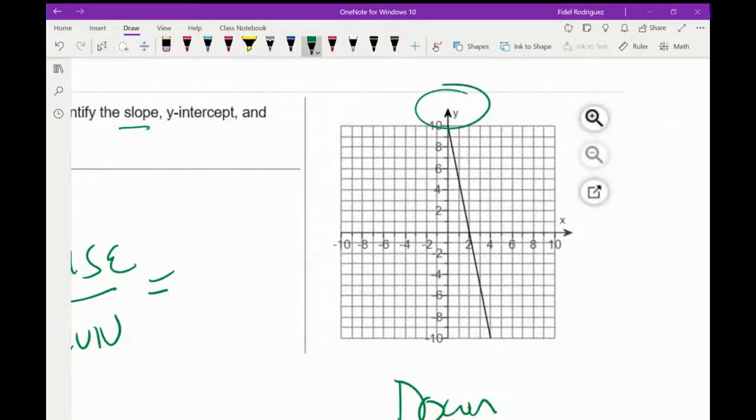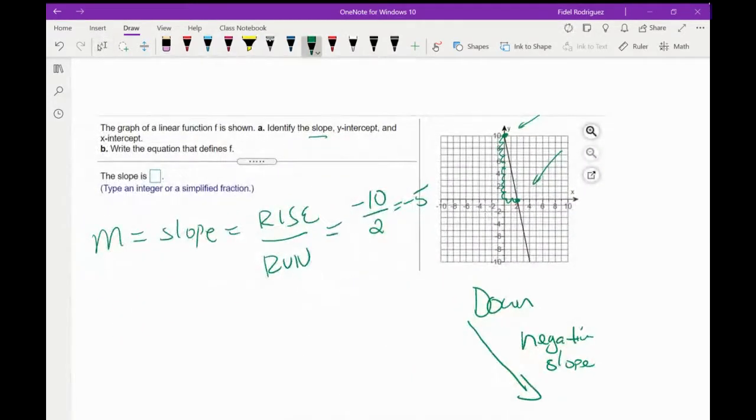I'm going to zoom in a little bit here so we can see better. It looks like we're starting right here and ending right there. So to get from this green point to that green point, I'm going down 1, 2, 3, 4, 5, 6, 7, 8, 9, 10. So it's negative 10 over positive 2 to the right, and that gives me negative 5. So our slope here ends up being negative 5, and right here I would just put the number negative 5.